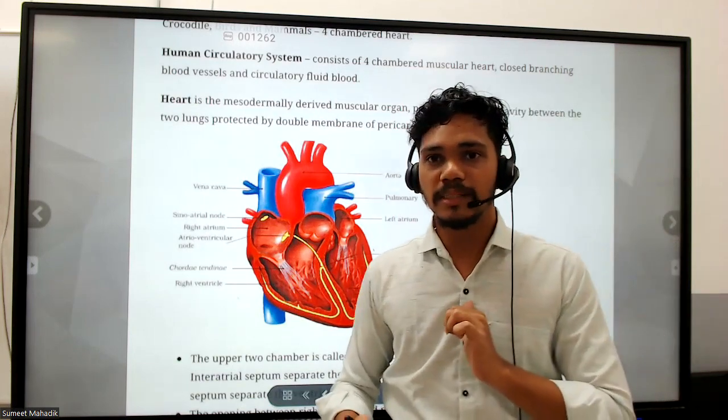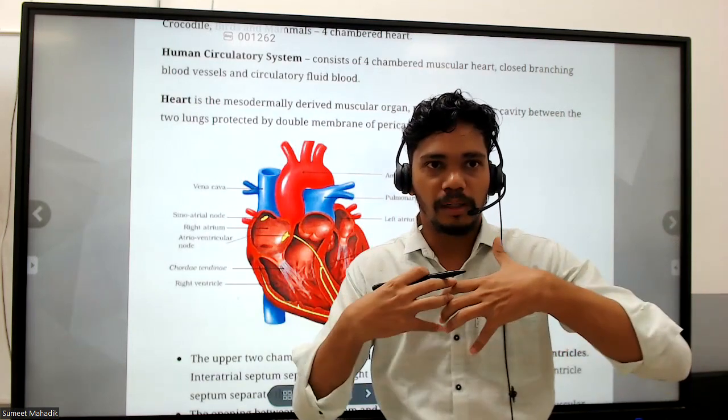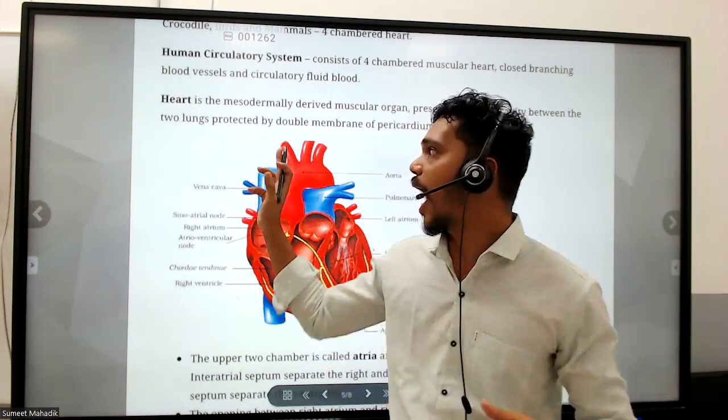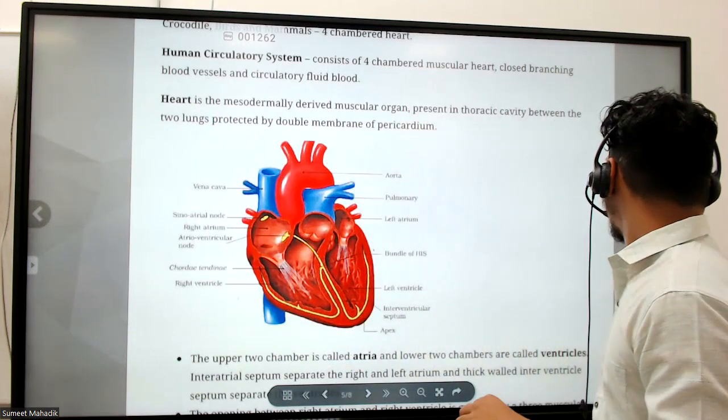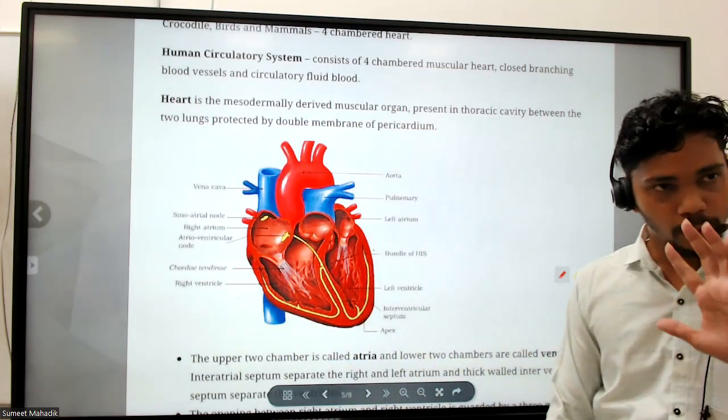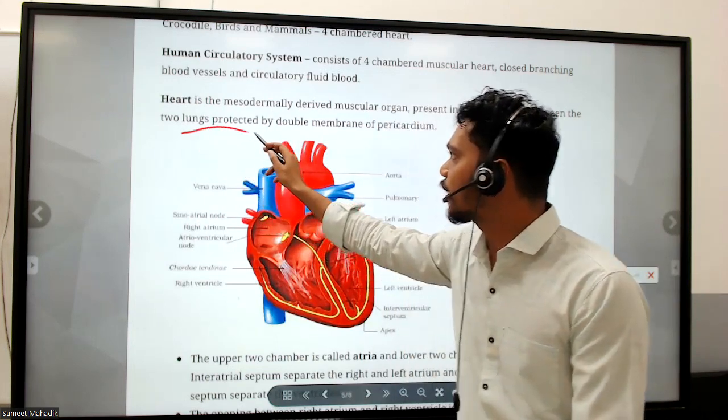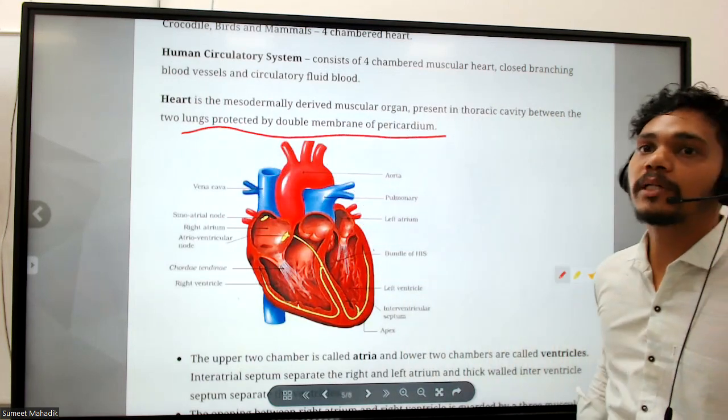Thoracic cavity. The sternum is there, and the ribs join here. So the lungs are there and the heart will be there in the thoracic cavity. I will show you the diagram, don't worry. The two lungs are protected by the double membrane of the pericardium. What is pericardium?